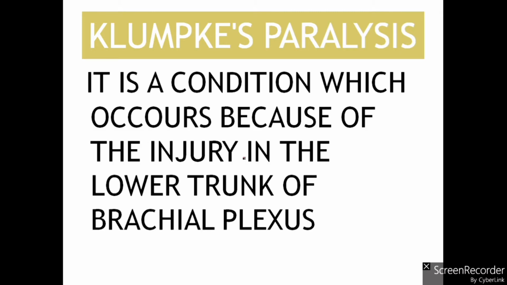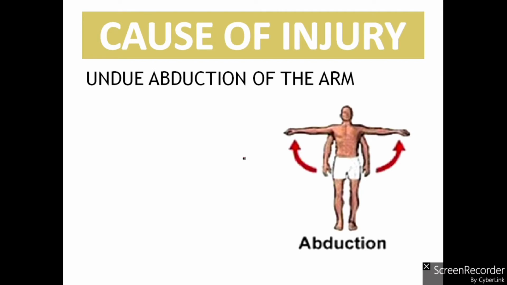Klumpke's paralysis. What exactly is Klumpke's paralysis? It is a condition which occurs because of an injury in the lower trunk of the brachial plexus. To watch my video on the brachial plexus, click on the I button or check out the link provided in the description box.